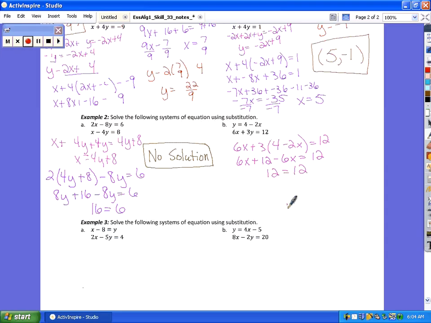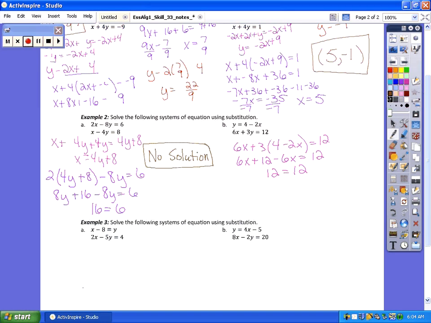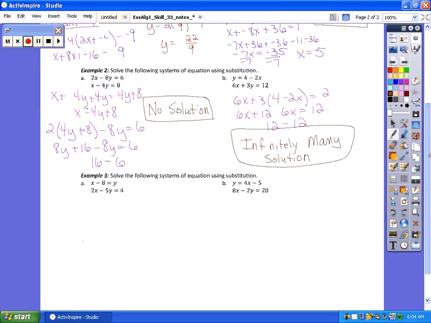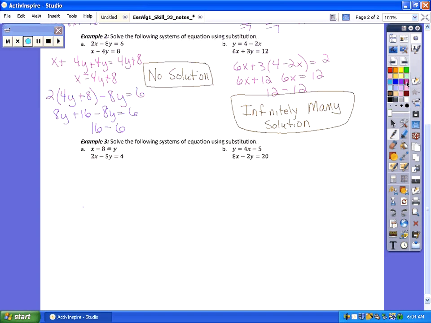So this time the variables drop out, 6x and a negative 6x, but I get a true statement. So when I get a true statement, my final answer is going to be infinitely many solutions. So what is a solution in the top equation will also be a solution in the bottom equation. And as we looked at in the last lesson, those two lines would actually be the same line.